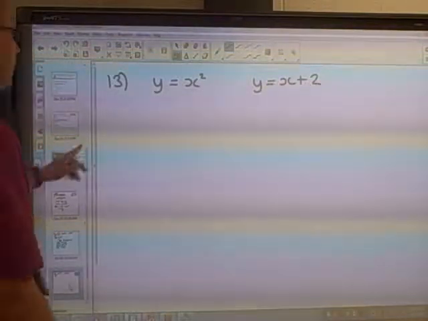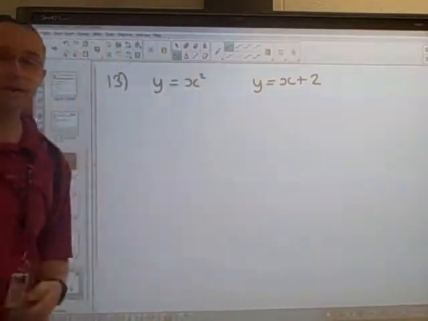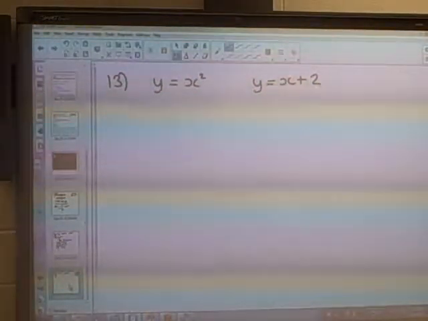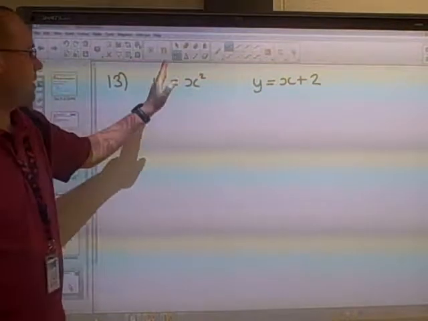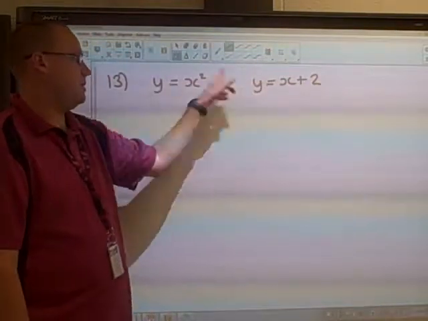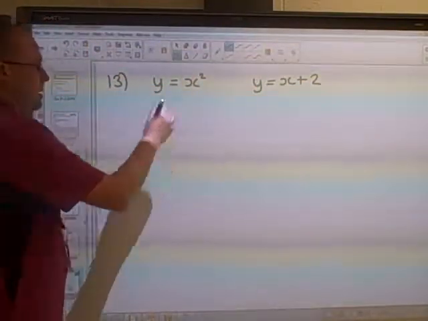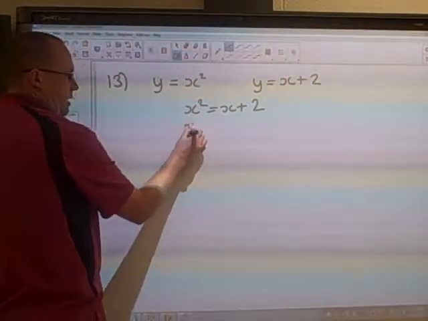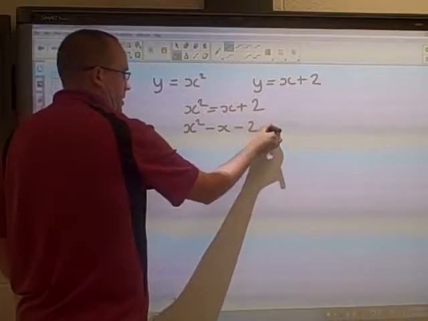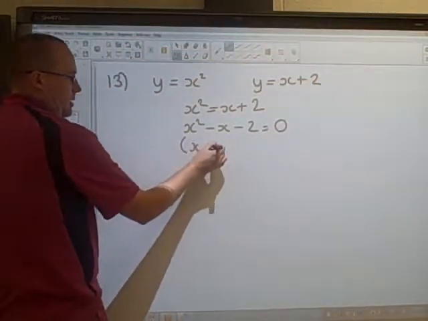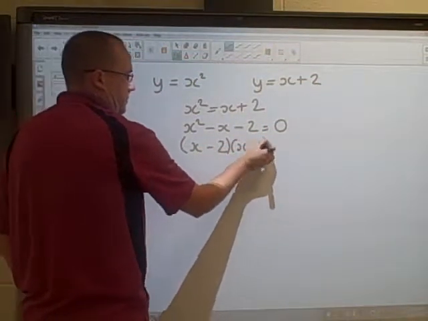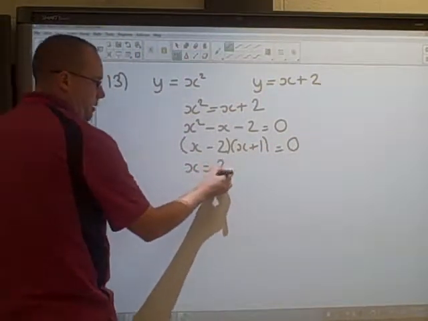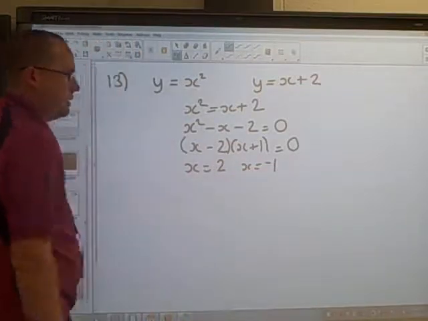So this question is very long. It asks us to find, first of all, where these 2 equations intersect, to draw 2 tangents at those 2 points, and then find where those tangents intersect. So first of all, we're going to find where these 2 intersect. We're going to set these equal to each other, as they both say y equals. So x squared equals x plus 2. If I rearrange this, set it equal to 0, then I can factor this quite easily. And therefore, I can give you the 2 x coordinates of where these intersect: x equals 2 and x equals negative 1.